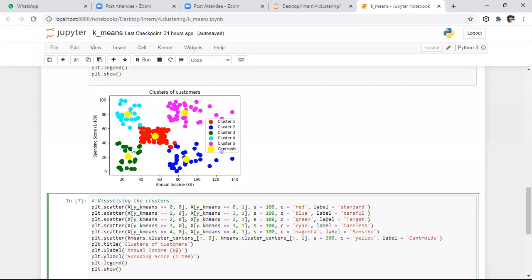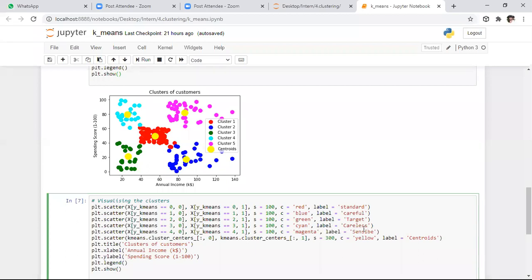After that, for the next category, cyan color, which is nothing but this color, these people are getting 20 to 40 kilo dollars of salary, and they are spending a huge amount of money on the shopping mall. They are earning less, and they are spending more on the shopping mall. That's why I'm giving their category name as careless people.